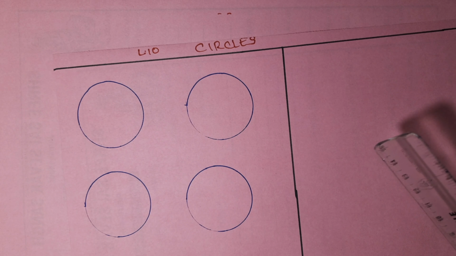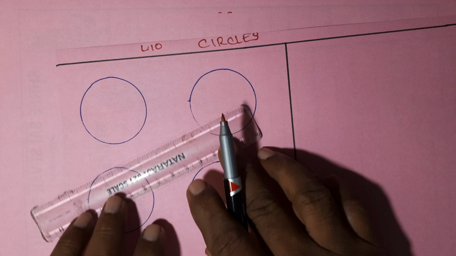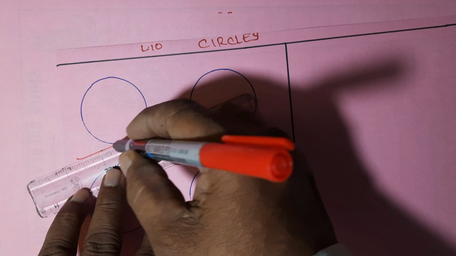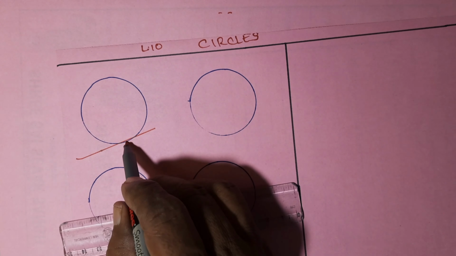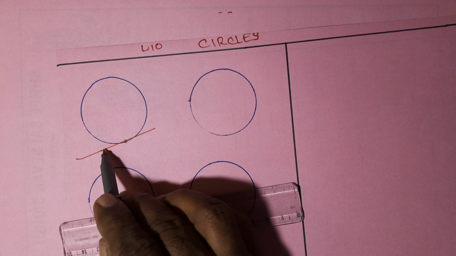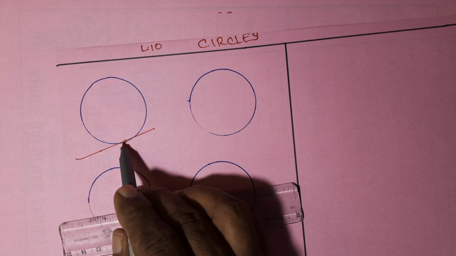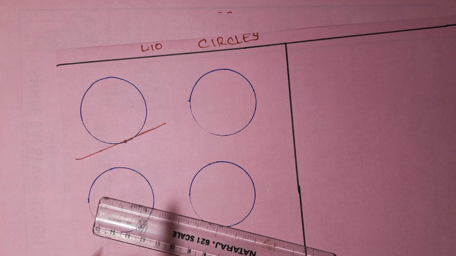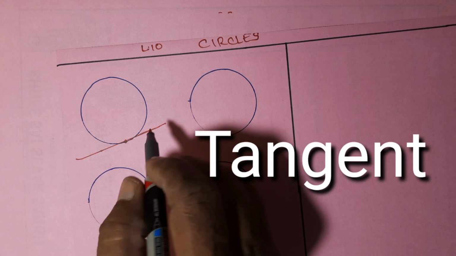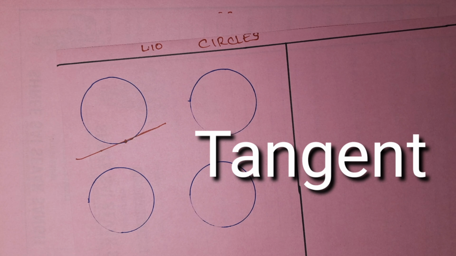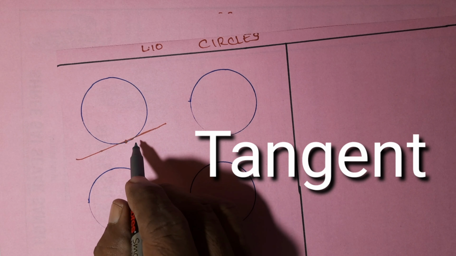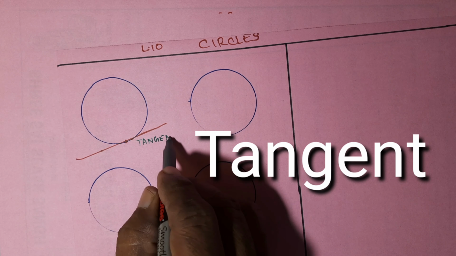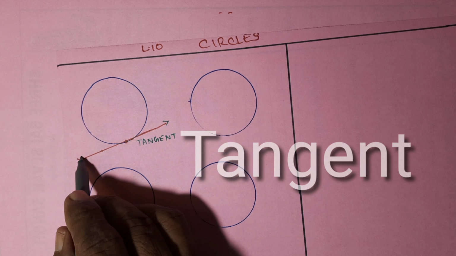This is one circle. See, if I draw a line just touching any one point, okay, here one point, this line which crosses and touches the point on the circle and it is going straight, so this line is called tangent. So remember, what is this called? Tangent, T-A-N-G-E-N-T. Okay, so this line is called tangent.